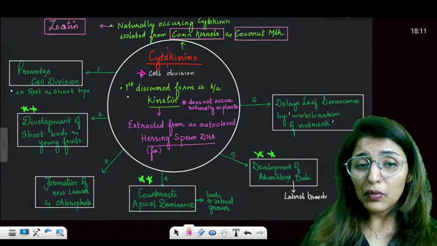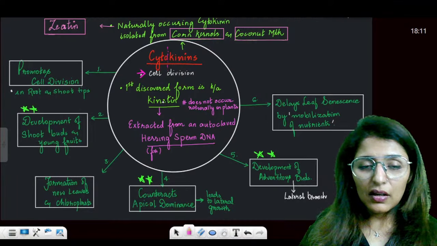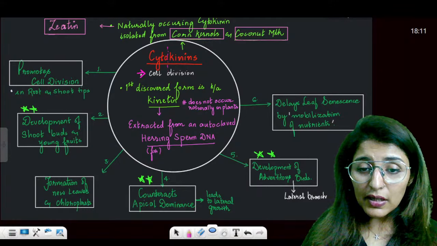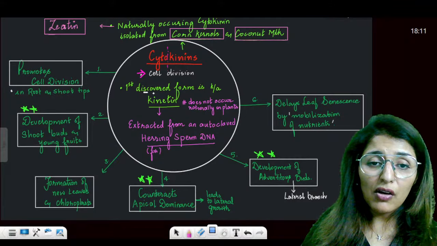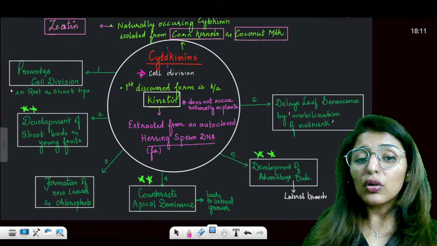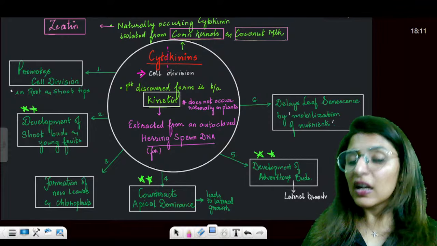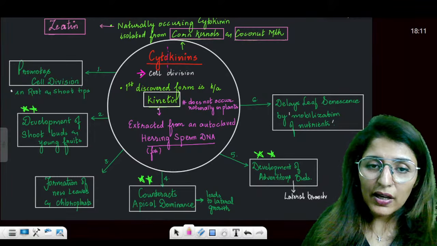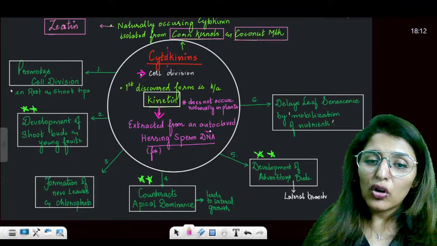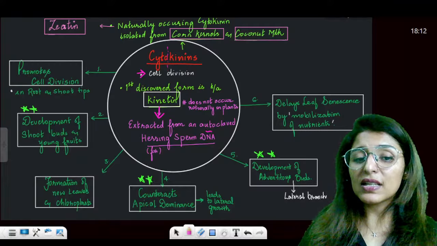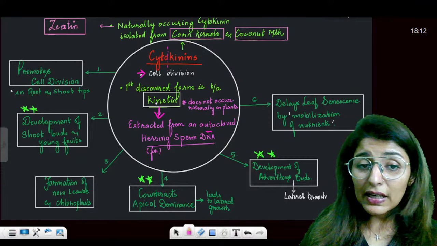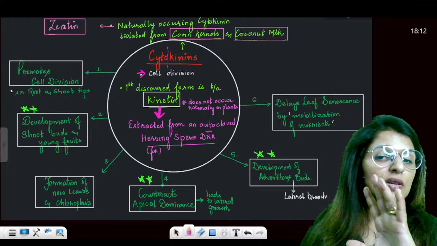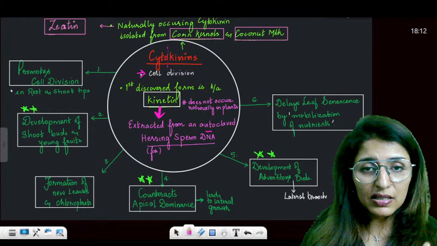See, it was first discovered in the form of kinetin. So cytokinins were first discovered in the form of kinetin. Although kinetin does not naturally occur in plants, this form of cytokinin was extracted from autoclaved herring sperm DNA. What is herring? Herring is a fish. So kinetin was the first form of cytokinin to be discovered, but not from the plants, because kinetin doesn't occur in plants. Are these points clear?